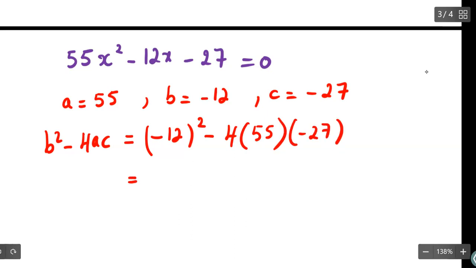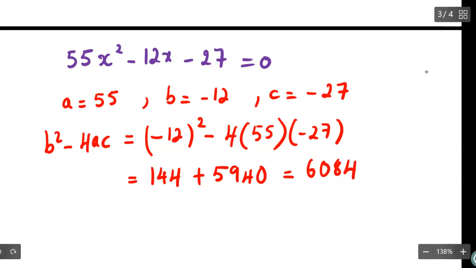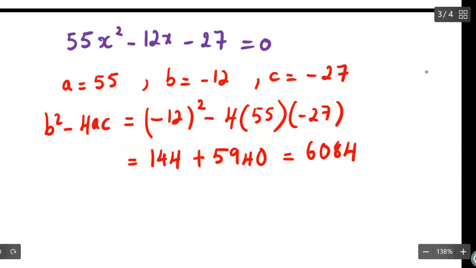So you can use a calculator to work alongside me here. This should be 144. Negative times negative should give me a plus. So 4 times 55 times 27, this one should give me this number. Adding these two, I should have this number. Now you are going to take the square root of this one. The square root of this answer I should have as 78.